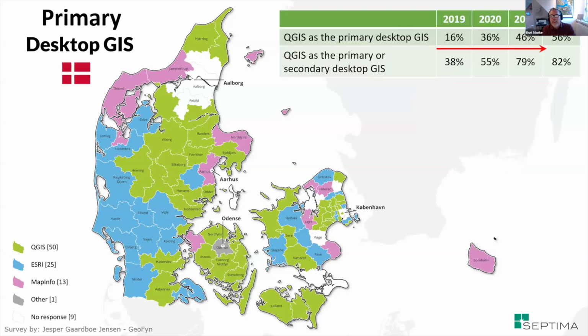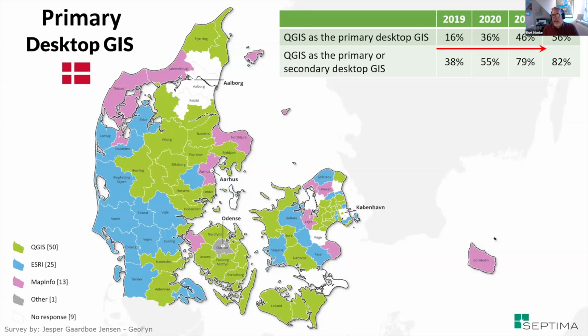If we look at this through time, you can see the incredible growth of people adopting QGIS over the last 5 years. So it's almost tripled in the last 5 years. Part of this question too was a question about what do you use as your secondary desktop GIS? So maybe you're using Esri as your primary, but maybe there's another one that some people in the municipality use.